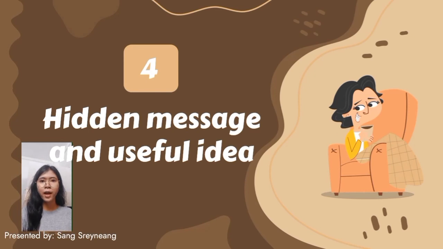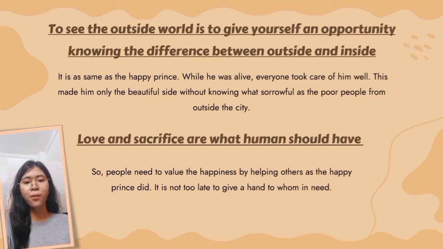In the story of The Happy Prince, there are many good lessons that we should learn. First, to see the world is to give yourself an opportunity, knowing the difference between outside and inside. In the story, the prince had been kept away from all sorrow, so he knew nothing of how hard the life of the poor is. It is the same for people in our society. Some do nothing until one day they regret it. However, it was too late, unlike the prince, who was allowed to fulfill his duty.